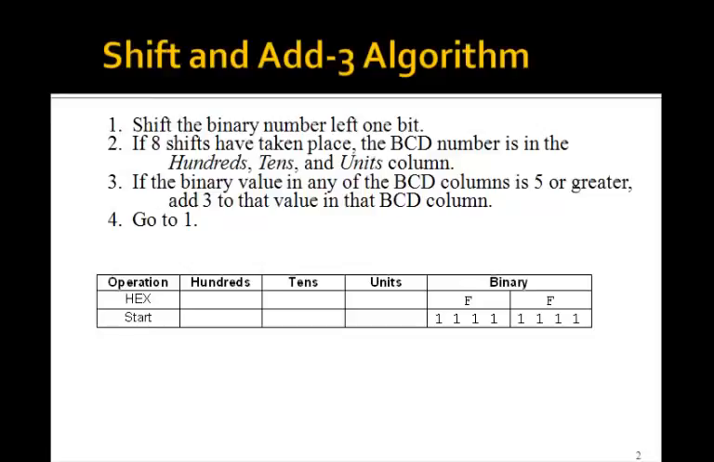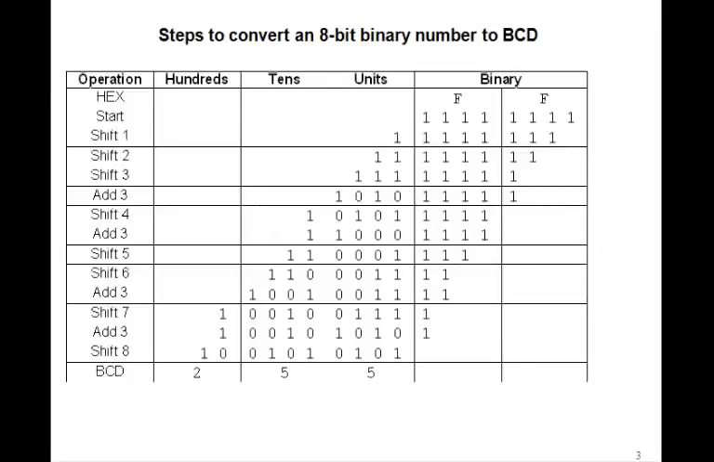Now remember our shift and add algorithm that we had in lesson 32, where we shift the binary number left 1 bit, and if 8 shifts have taken place, this shows an 8-bit one, then the BCD number will be in the hundreds, tens, and units. And you remember, if the binary value is greater than or equal to 5, then we add 3. And we showed how this went for an 8-bit number, FF. We went through those details.